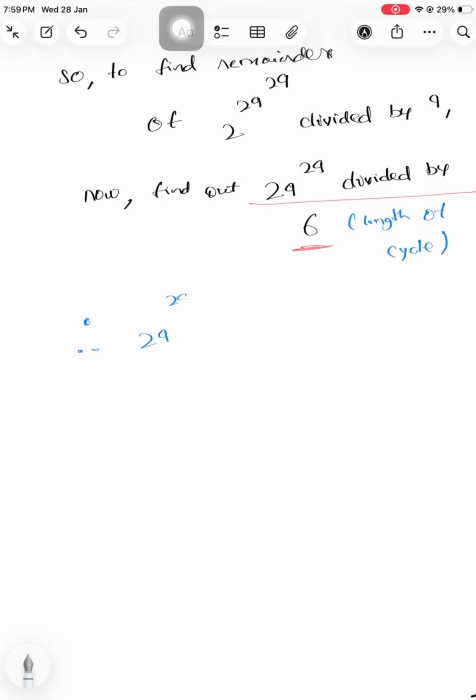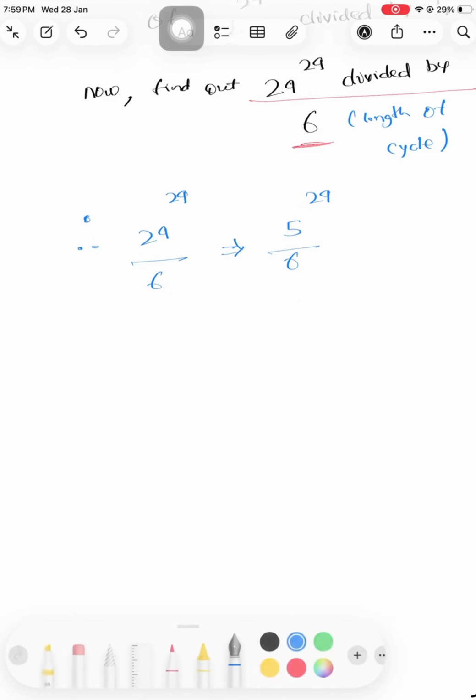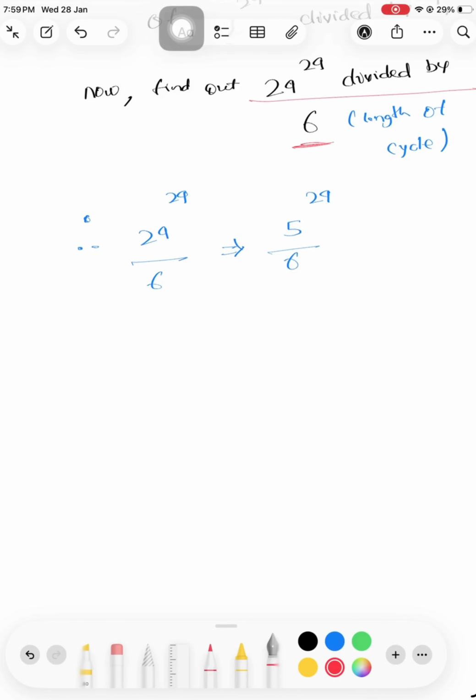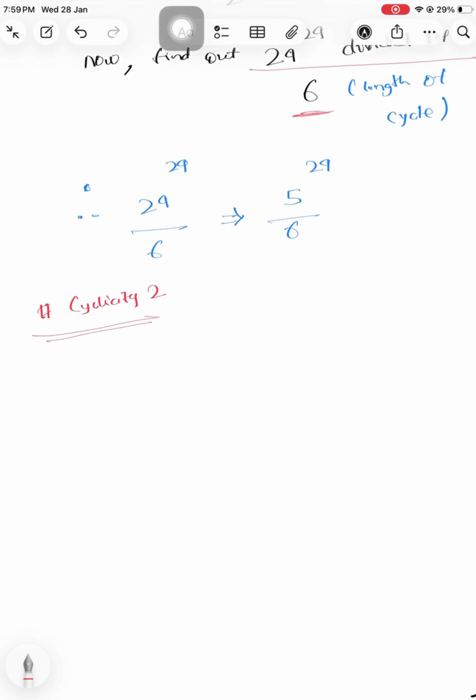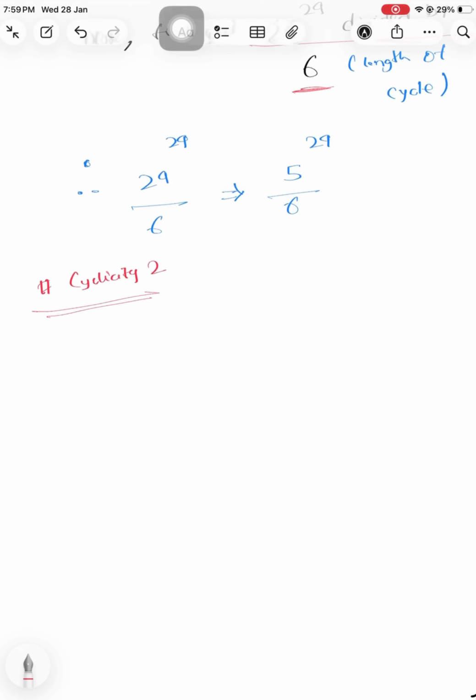Now, following the above logic, this first value 29, which is a value of power, let's say power 1, can also be expressed as 5 raised to the power 29. And once we identify that 5 raised to the power 29 is divided by the length of the above cycle, which is 6, and checking it through the cyclicity of remainders, then we can say that 5 raised to the power 1 upon 6 will leave remainder as 5.